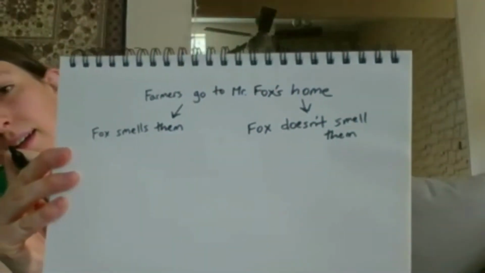I think Mr. Fox has a good sense of smell. Yeah. So one possibility is that Mr. Fox smells them, and he knows that they're coming. So he can prepare and get ready. Another possibility is that he doesn't smell them. Okay. So we write it out like this. One possibility is that he smells them. Another possibility is that he doesn't.